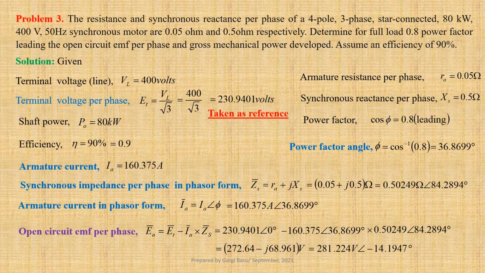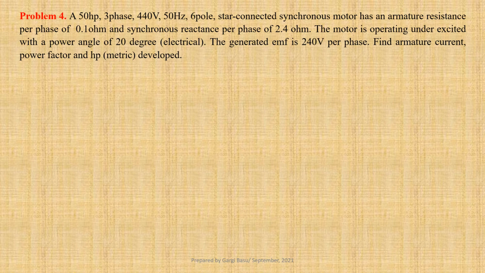A 50 HP 3-phase 440 volts 50 Hz 6-pole star connected synchronous motor has an armature resistance per phase of 0.1 ohm and synchronous reactance per phase of 2.4 ohm. The motor is operating underexcited with a power angle of 20 degree electrical. The generated EMF is 240 volt per phase. We have to calculate armature current, power factor and HP developed.